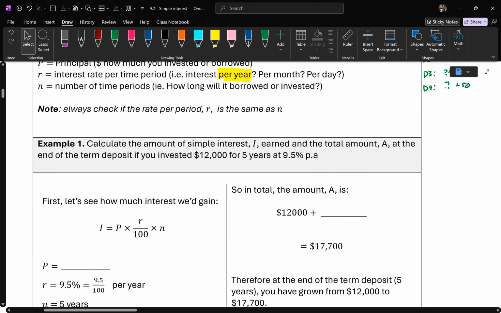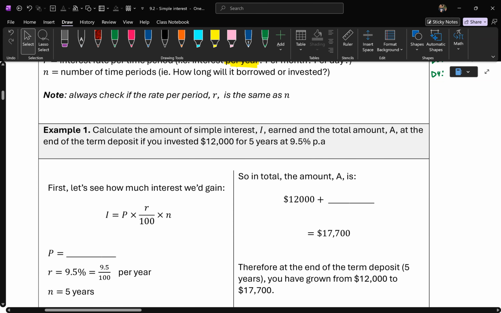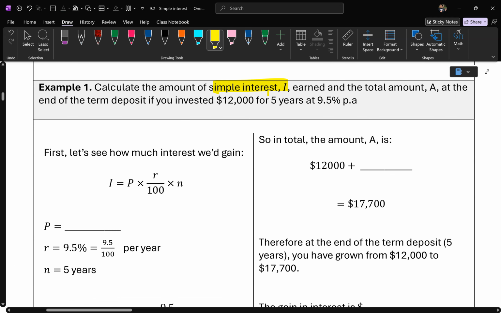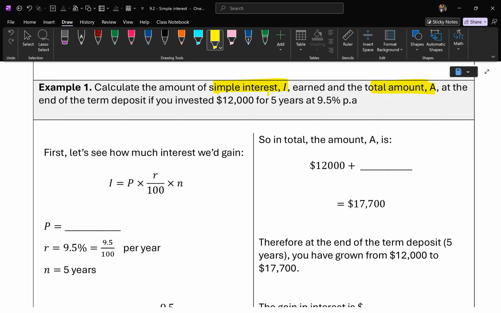Okay? Let's do now an example. Calculate the amount of simple interest earned. So they tell you it's simple interest earned and the total amount, okay, at the end of a term deposit if you invested $12,000 for 5 years at 9.5% per annum. Okay? How would you work that out? Well, first thing is we need to know how much interest you're going to get, how much gain, how much money you're going to get from putting $12,000 into a certain bank account for 5 years. They get your $12,000. They have to give you something back in return.